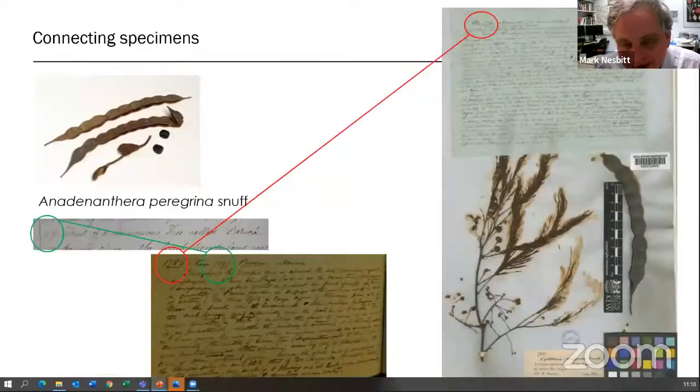So this project really had two parts. One was understanding the collections. Again, quite basic historical work. Where does material come from? Who collected it? Where did they collect it from?